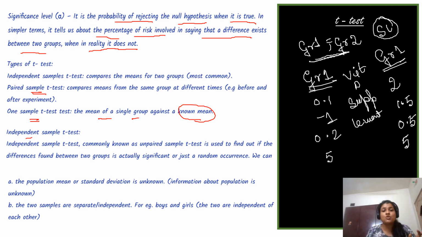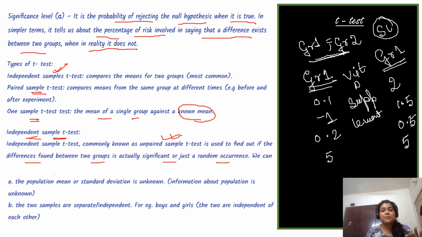Now let us come to the independent sample t-test. That is the first one. This can be single or paired. Now what happens here? The independent sample t-test, commonly known as the unpaired t-test, is used to find out if the differences found between two groups are actually significant or just a random occurrence.